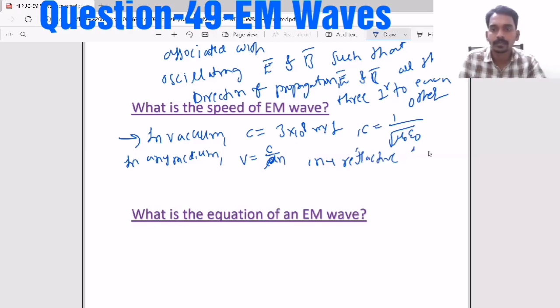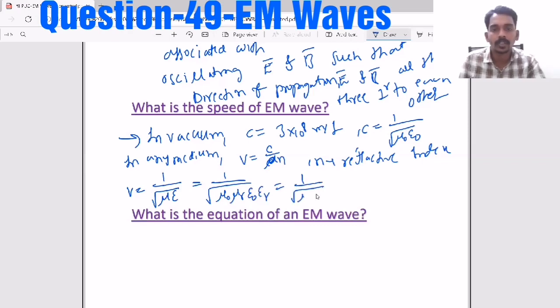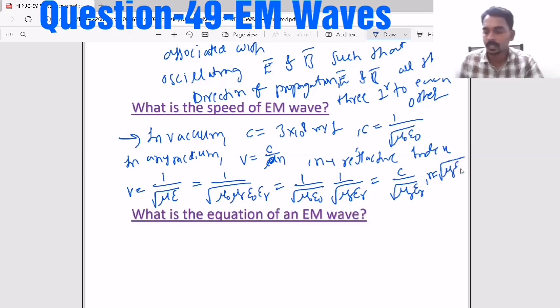refractive index. That means in a medium the speed will become 1 by under root mu epsilon, where mu and epsilon are the permeability and permittivity of that particular medium, and that we can write as mu naught mu r, epsilon naught epsilon r, which is nothing but 1 by under root mu naught epsilon naught, into 1 by root of mu r epsilon r, nothing but C by under root mu r epsilon r. So the refractive index is under root mu r epsilon r, relative permeability and relative permittivity. So this is the equation of the speed of an electromagnetic wave.